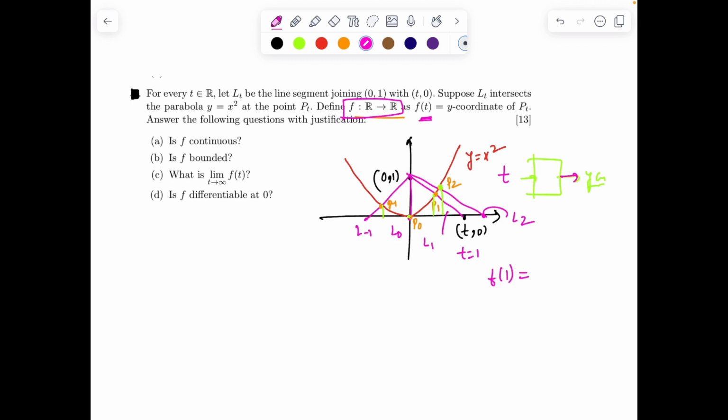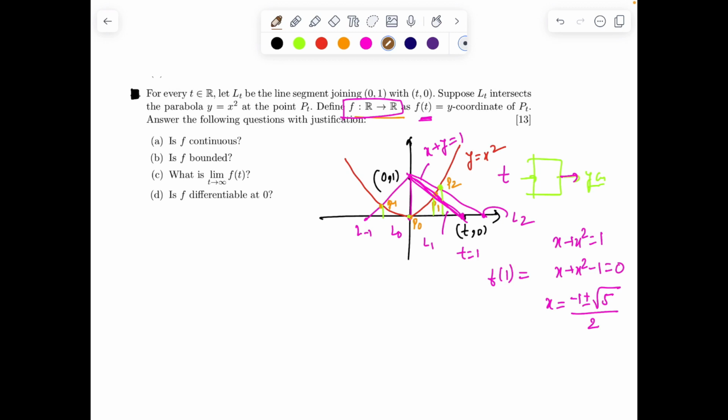Okay, जैसे f of 1 अगर हम calculate करें तो f of 1 क्या देगा बाबू? f of 1 is the y coordinate. f of 1 is basically the y coordinate of the point where the line segment x plus y equals 1 intersects y equals x square, right? तो आप देख सकते हो x plus x square equal to 1 हो जाएगा. So x plus x square minus 1 equal to 0, corresponding to f of 1 I'm trying to find. So x equals minus b plus minus root over b square minus 4ac, over 2a.